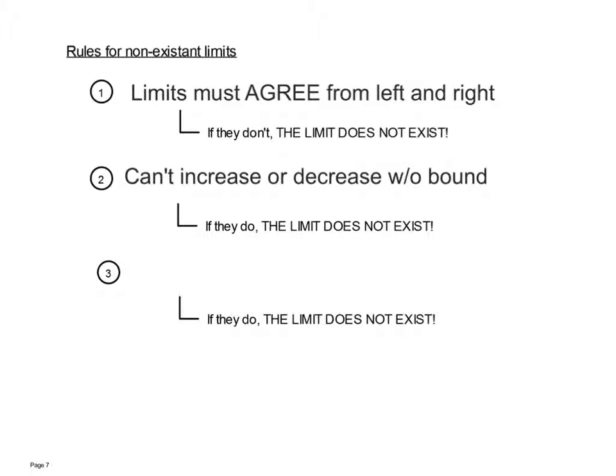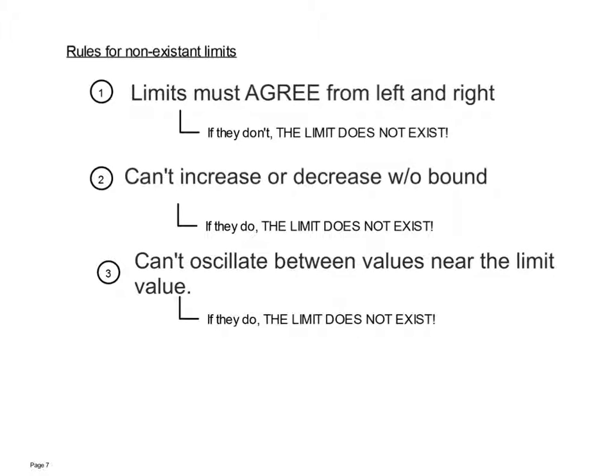Second, limits cannot increase or decrease without bound, meaning if you're following your curve and it's going up to positive infinity or down to negative infinity, or both if the limits aren't agreeing, then you don't have a limit. The limit does not exist. All right, we'll talk about one-sided limits in a second.